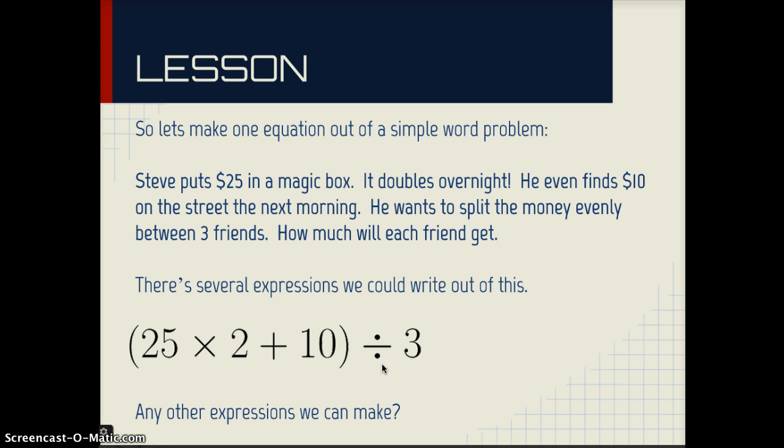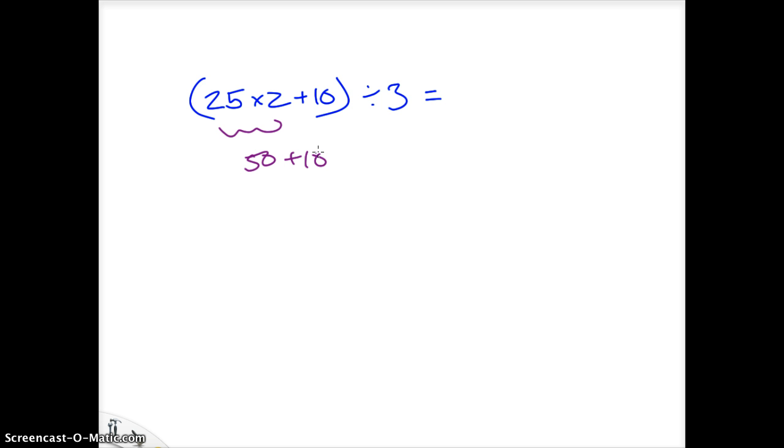So are there any other expressions that we can make? If I were to turn this into an actual equation, 25 times 2 plus 10, divided by 3. This by itself is an expression, but if I wanted to find out, well, that's the same thing as what? If I wanted to make it equal to something, I would say 25 times 2 gives me 50 plus 10, and then I divide that by 3.